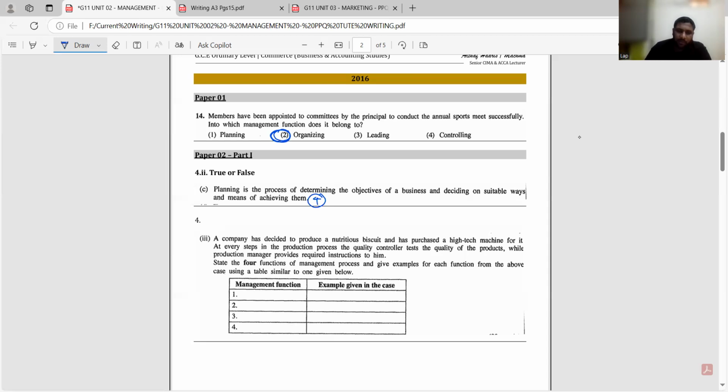Next one. A company has decided to produce nutritious biscuits, and has purchased a high-tech machine for it. At every step in the production process, the quality controller tests the quality of the product, while the production manager provides required instructions to him. State 4 functions of the management process and give examples for each function from the above case using the table below. So what are the 4 functions that we learn?